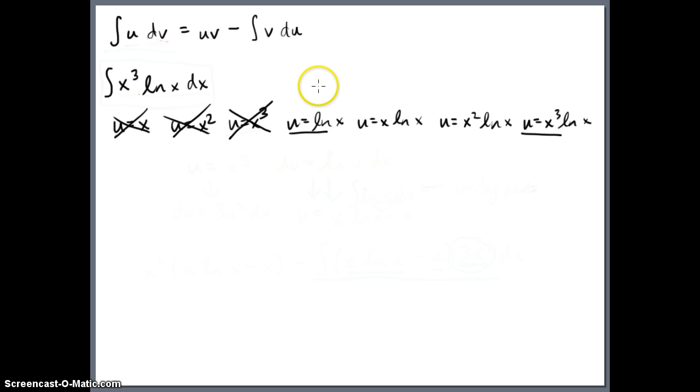So let's see what happens by using u is equal to ln of x. So u equals ln of x. So this u is going to be that. Now, everything else that appears here has to be dv. So everything else that's here, so that this integral is this entire side. So dv will be x cubed dx. Do not forget the dx, okay? So dv is x cubed dx.